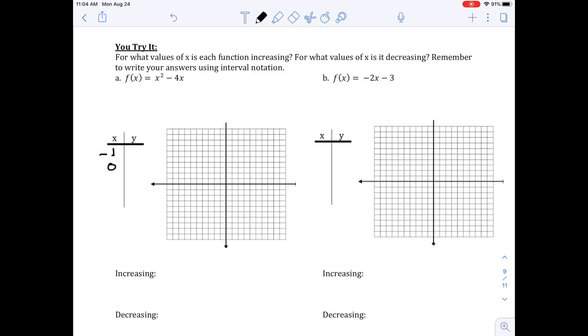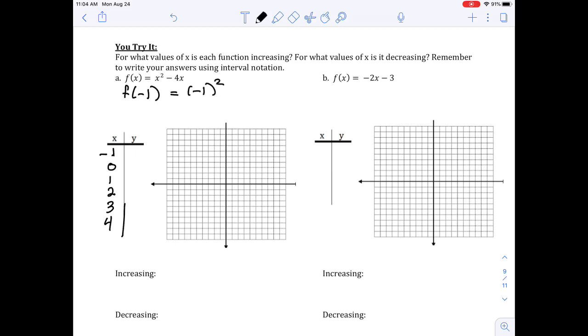So -1, 0, 1, 2, and 3. And maybe I'll do 4. Then I'm going to see if that's enough to give me a picture of the graph. So when I plug in -1, I would be doing f of -1.